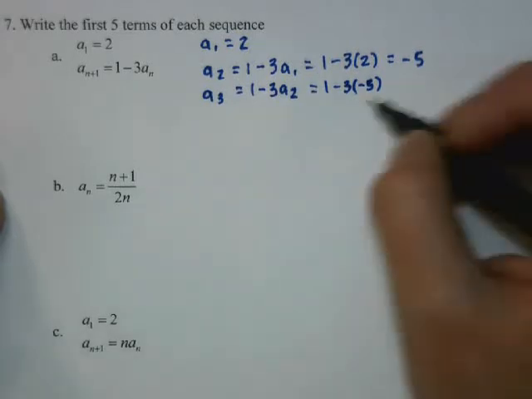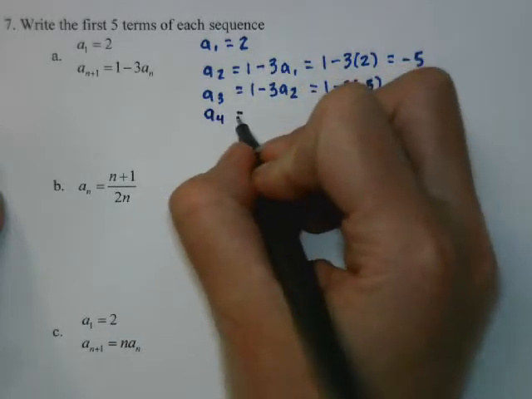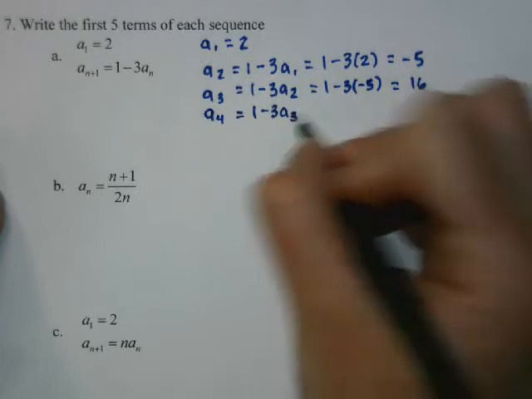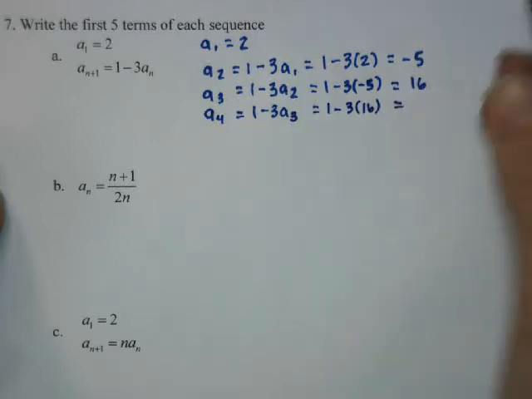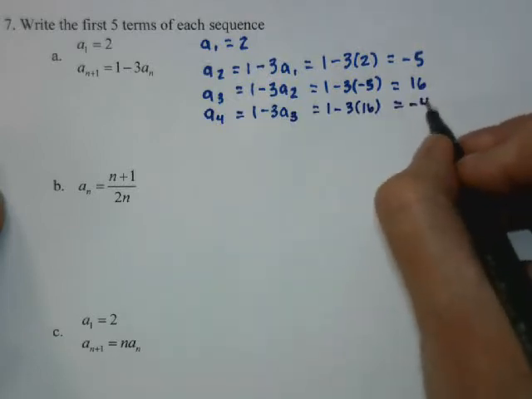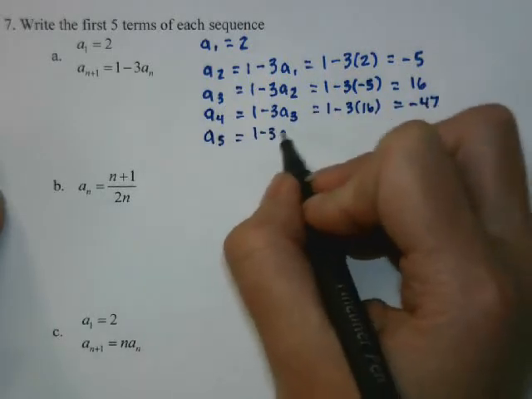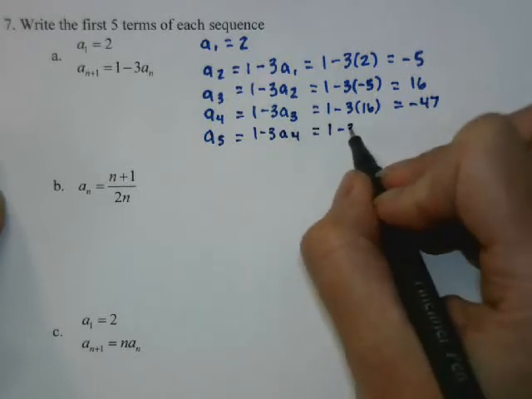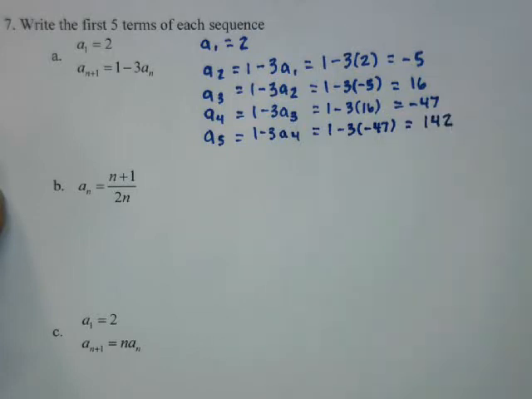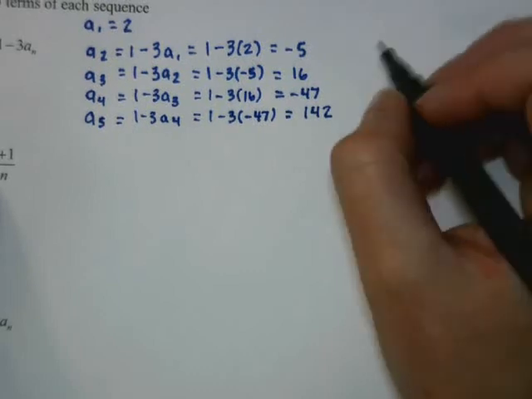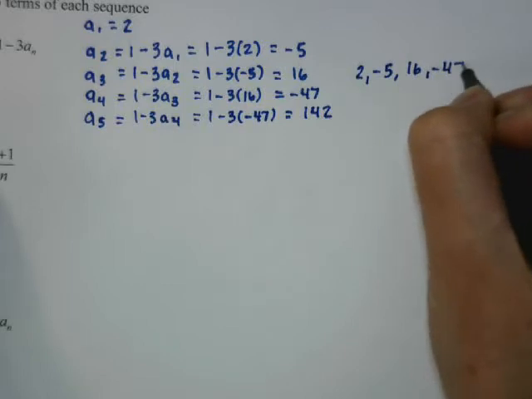Okay, so that's going to be a positive 15, so this will be 16. A4 is going to be 1 minus 3 times A3, which will be 1 minus 3 times 16, which gives me negative 47. The last one then, A5, is going to be 1 minus 3 times A4, which is 1 minus 3 times negative 47, which will give us a positive 142. So if I write this out as a sequence, we have 2, negative 5, positive 16, negative 47, and 142.